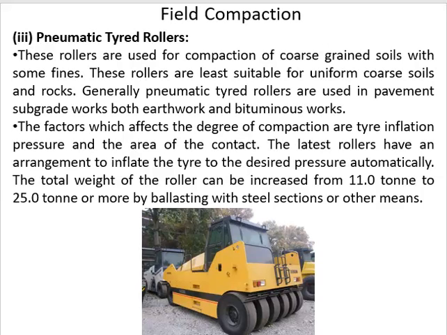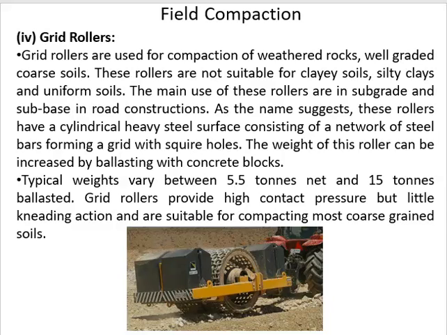The total weight of the roller can be increased from 11 ton to 25 ton or more by ballasting with steel sections or other means. Next type is grid rollers. These rollers are useful to compact the stones and rocks and are not suitable for clay soils. They are made up of cylinders with steel grid. They provide high contact pressure but little kneading action. Typical weights vary from 5.5 tons to 15 tons when it is ballasted.